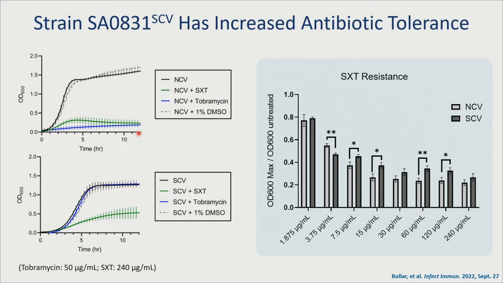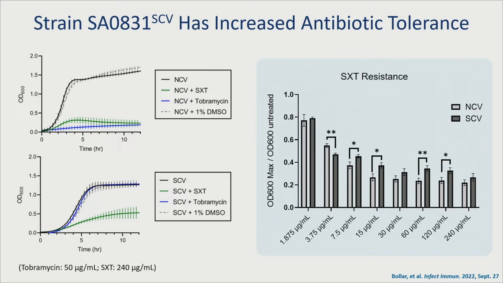to sulfamethoxazole trimethoprim. However, when we look at our SCV strain here on the bottom, you can see in this blue line that the growth perfectly matches without drug for tobramycin, indicating that this strain is resistant to tobramycin. However, when we look at SXT, we see that at time points past 5 hours, it appears that susceptibility may be a little bit lower in the context of SXT, indicating that the strain may have increased tolerance of this drug. But to parse this out further, we wanted to make sure that this was occurring at different concentrations as well.